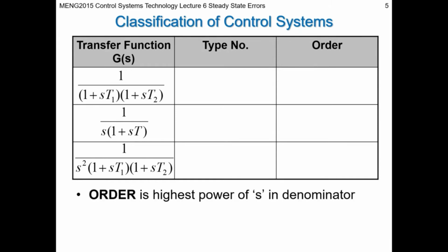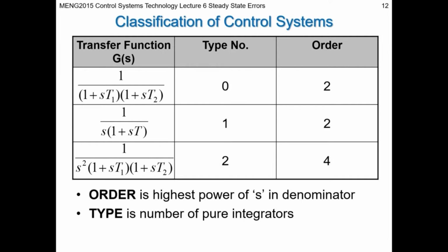Remembering that order is the highest power of s in the denominator and type is the number of pure integrators. This is a summary of our results. First one here, this one has no pure integrator, so it's a type 0. But it's second order because the highest power is s squared when you multiply out the denominator.